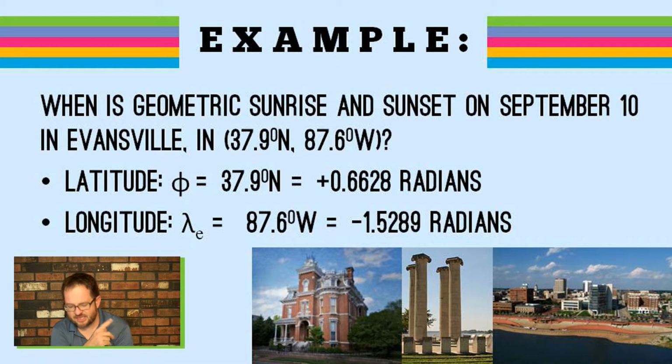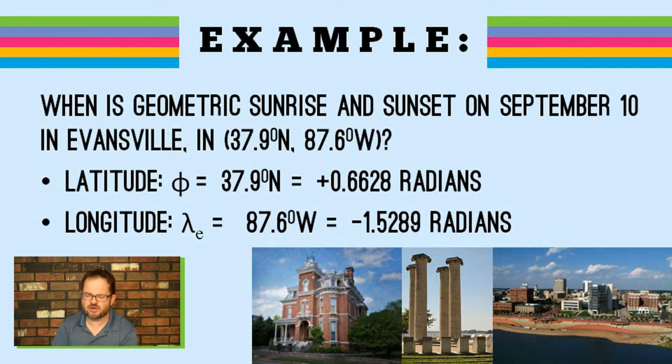So let's try that. Let's do an example where we compute geometric sunrise and geometric sunset on, let's just say, September 10th in Evansville, Indiana, where I live. And there's the latitude and longitude of Evansville, Indiana. I gave it to you in degrees there, but the problem is actually going to need it in radians. So the latitude becomes 0.66 radians, and the longitude becomes negative 1.5 radians.